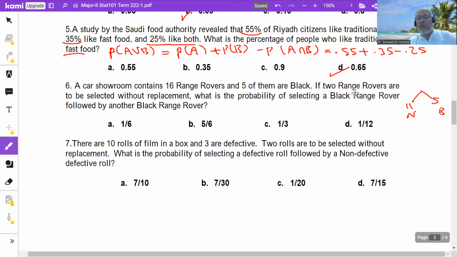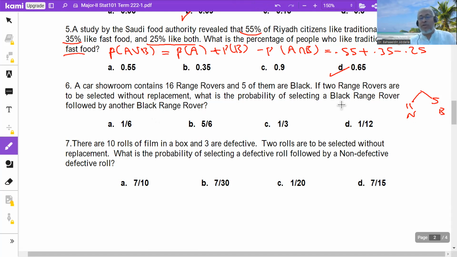Okay. If 2 Range Rovers are to be selected without replacement, we will not put the car back. Okay. So the number of cars each time will be less. What is the probability of selecting a black Range Rover followed by another black Range Rover?